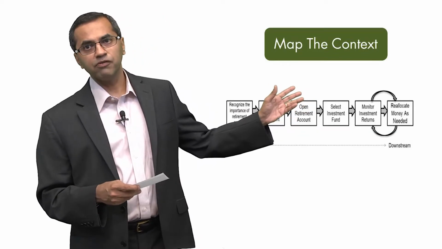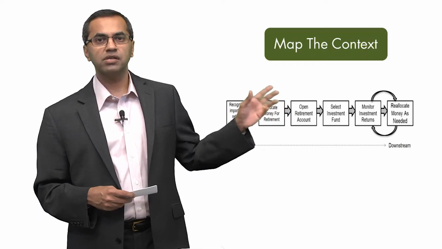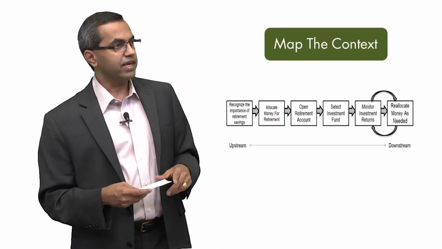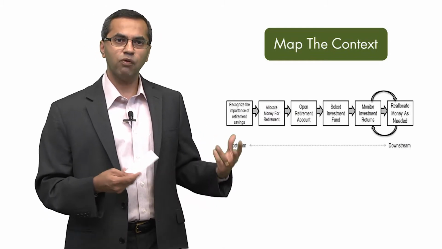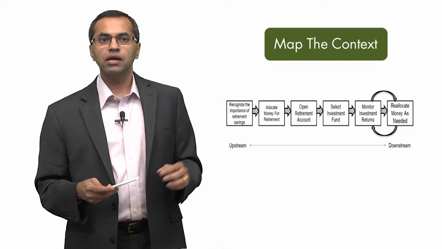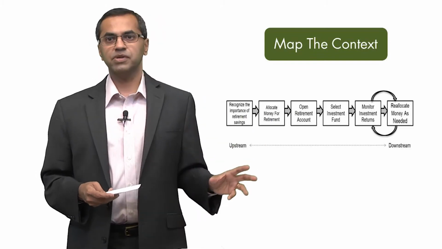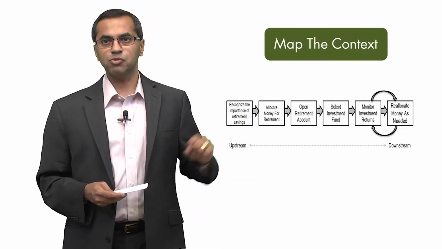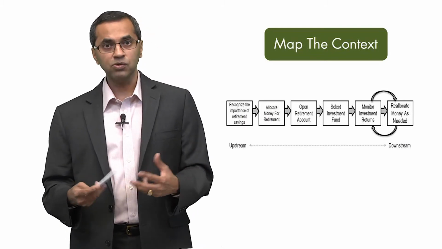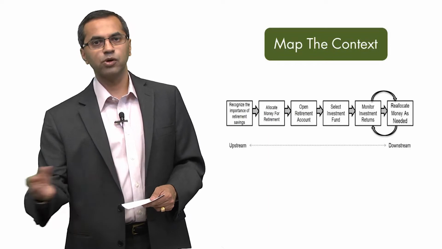Now, here's an example of a process map for a decision on retirement savings. And what you'll see we've done here is we've identified a number of different stages that fall into 3 different brackets of the decision-making process. Recognizing the importance of retirement savings is the first stage in the process. Without people realizing that this is something they need to attend to, the rest of the stages simply don't matter.